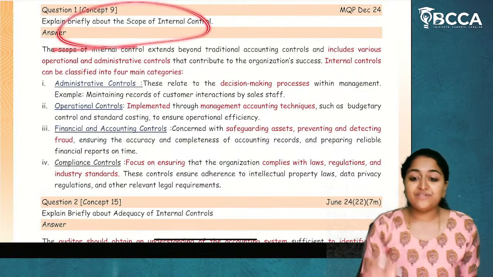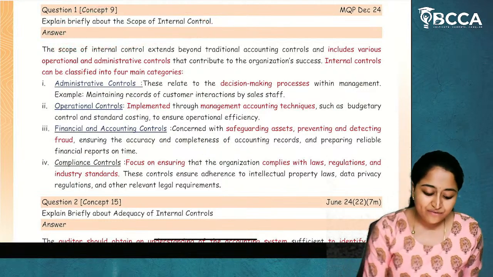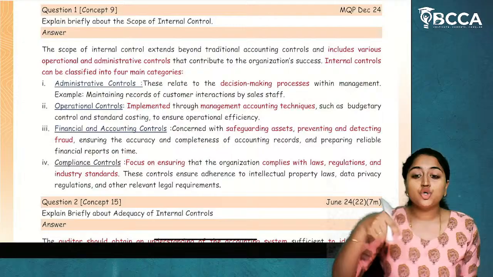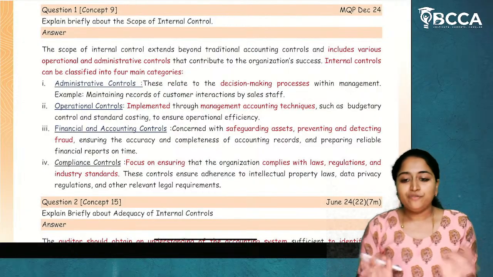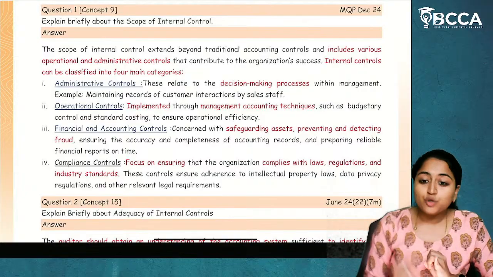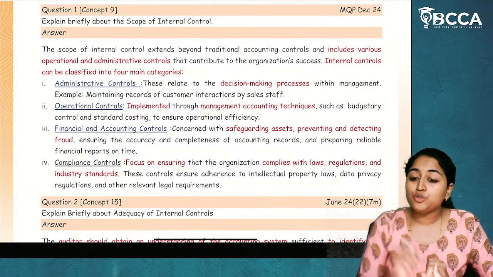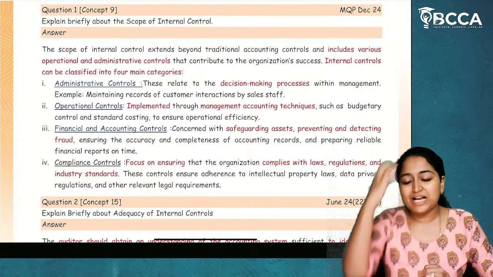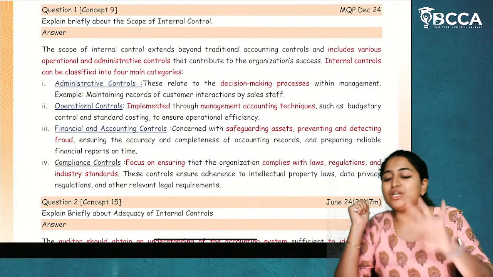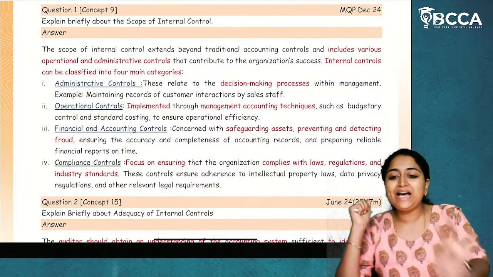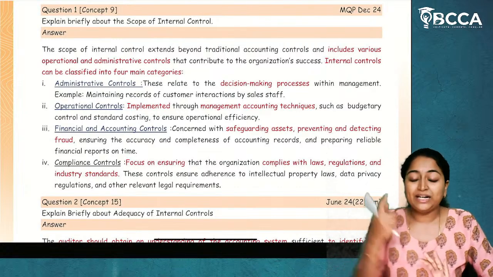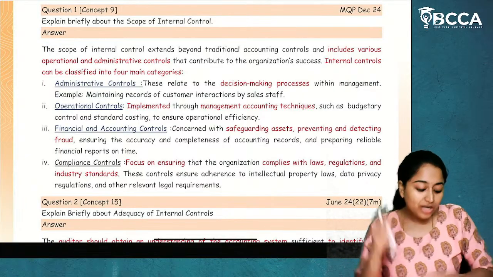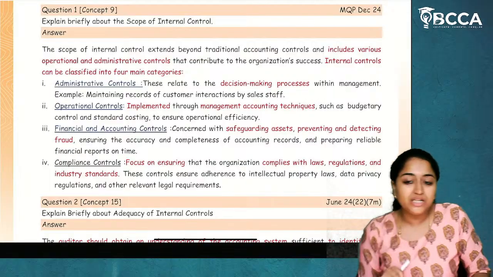Now, here they have asked for the scope of internal control. Whatever we have discussed as the introduction, you will write first, and then you will write the scope of internal control. Internal control does not only cover the procedural or systematic steps taken by the organization to address the aspects of financial, costing, operational and compliance. It not only focuses on that area, but also on four different categories. Now, what are those four main categories of the scope of internal control?